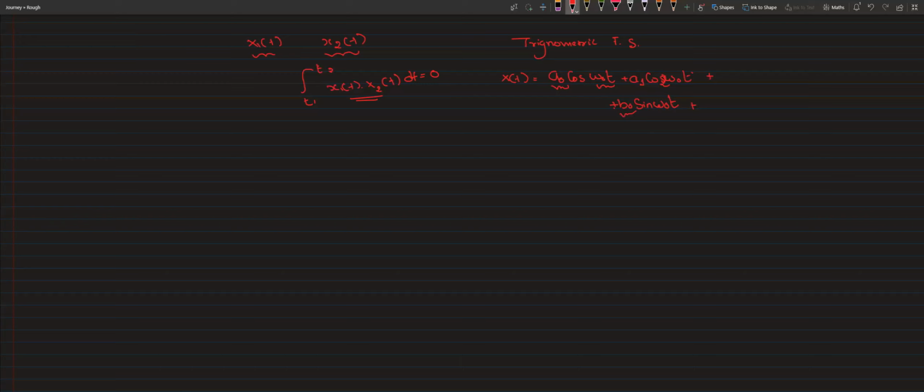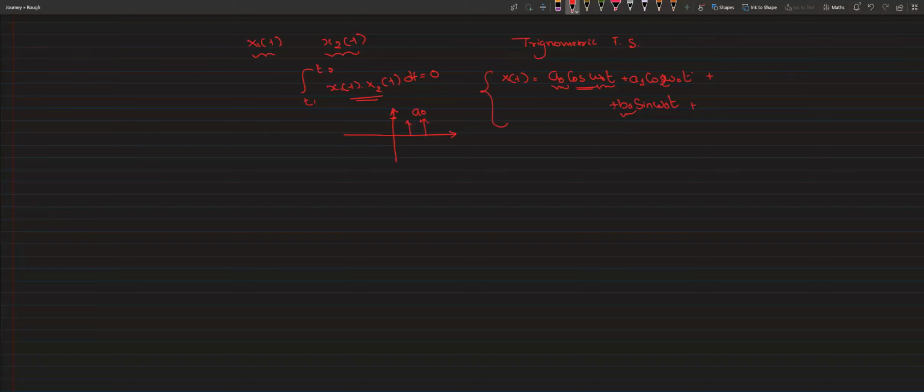terms. As I said previously, any signal is made up of fundamental sines and cosines, and you will have some DC component. The DC component will be a naught, followed by various odd and even terms, the even cos and the odd sine. That's the expression itself.